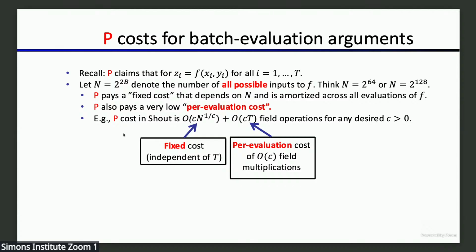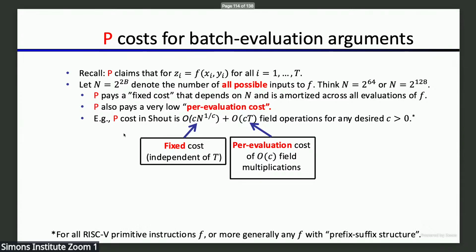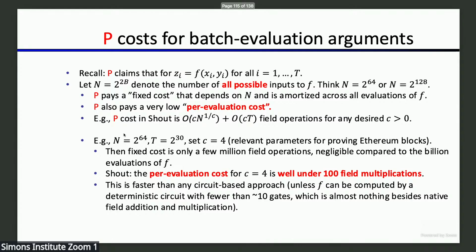And so, for RISC-V with 32-bit data types, the size of this memory is 2 to the 64. If I set C to be 4, this is like 2 to the 16, right? But remember, the number of cycles we want to run our VM for is like 1 billion or even more. Proving an Ethereum block is like 1 billion cycles. 2 to the 16 is well under 1 million, right? So you set C equals 4, this fixed cost is like nothing compared to this order CT cost. T is like 1 billion, and this is like 1 million, and it's fine. So that's the idea.